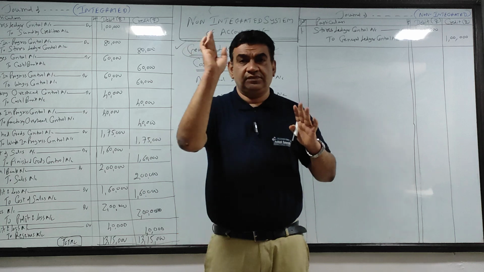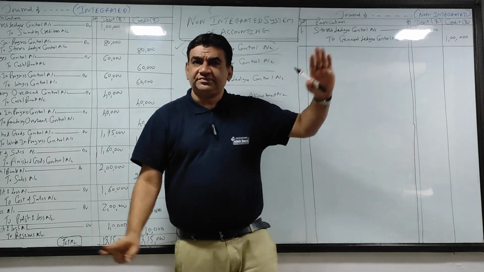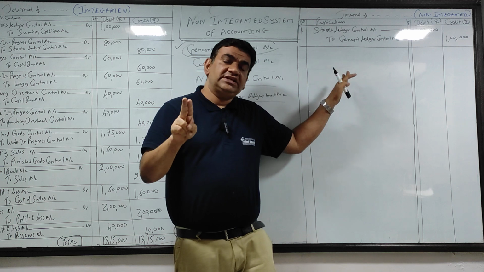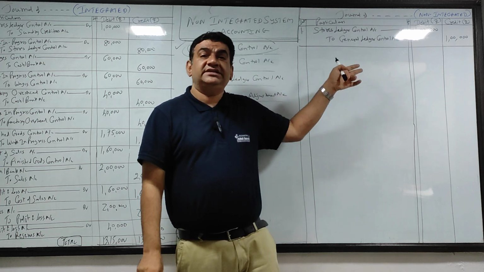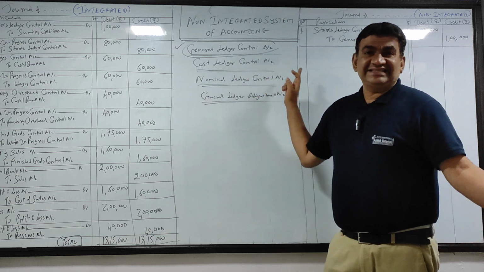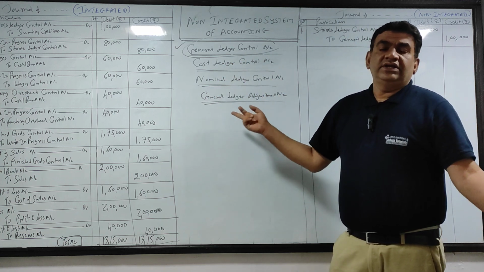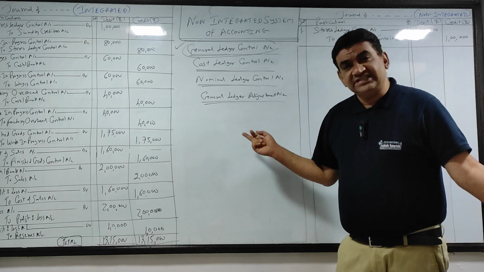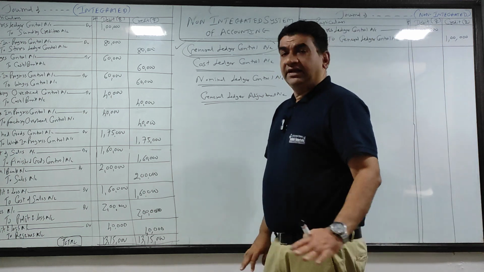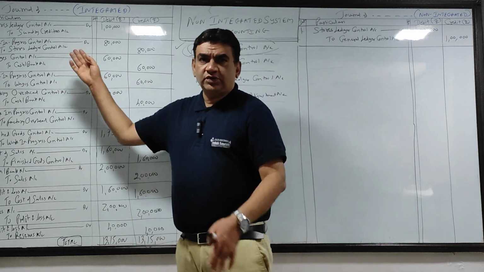Got it? So store ledger control to creditors. Here, instead of creditors, general ledger control. You can also write cost ledger control, which we call CLC, nominal ledger control, or general ledger adjustment. Use any of the words. Got it? Clear with this? Now see, what was the next transaction? Of course, I can make out the question from the solution.